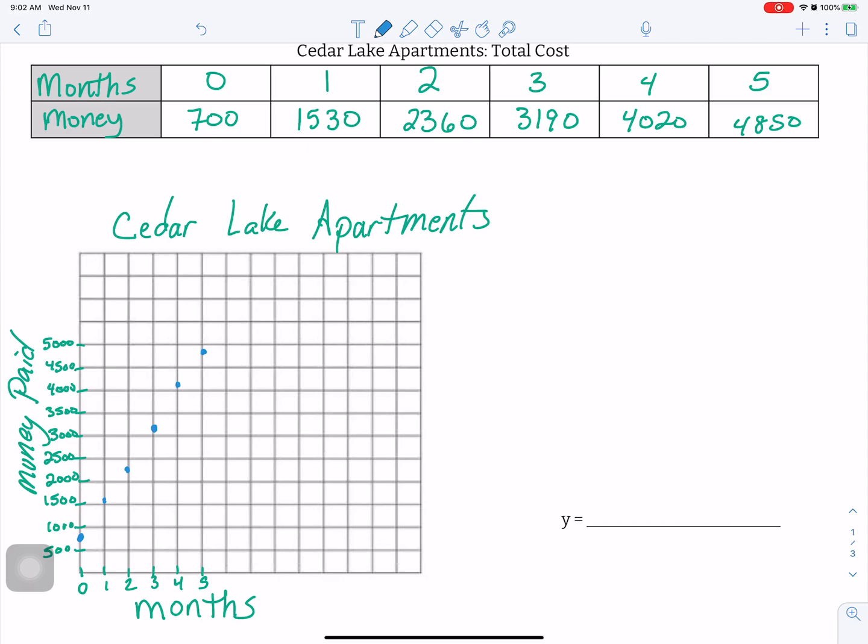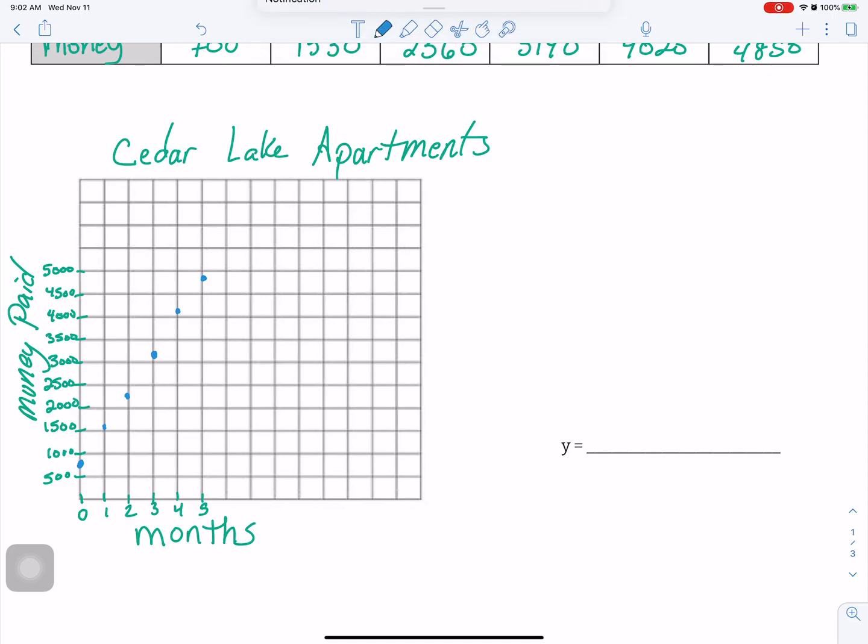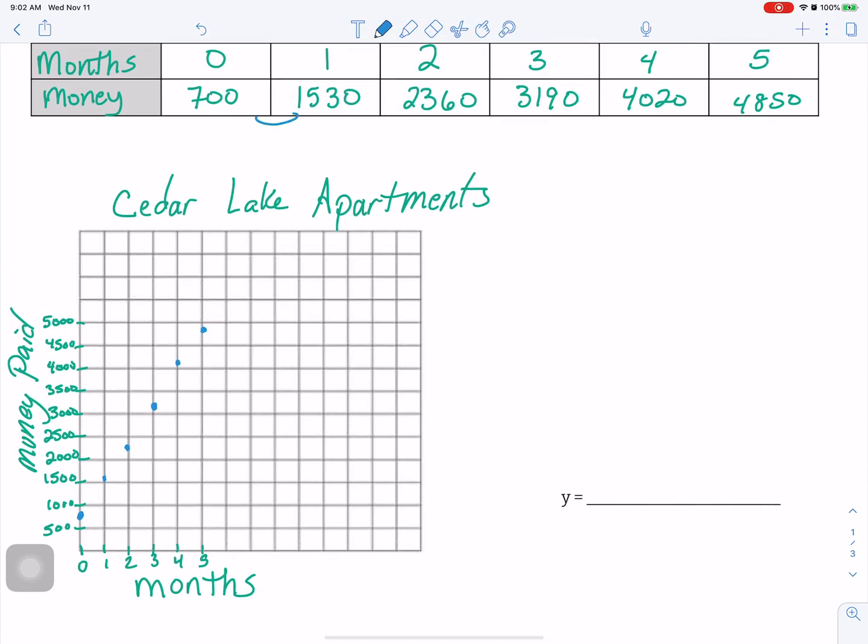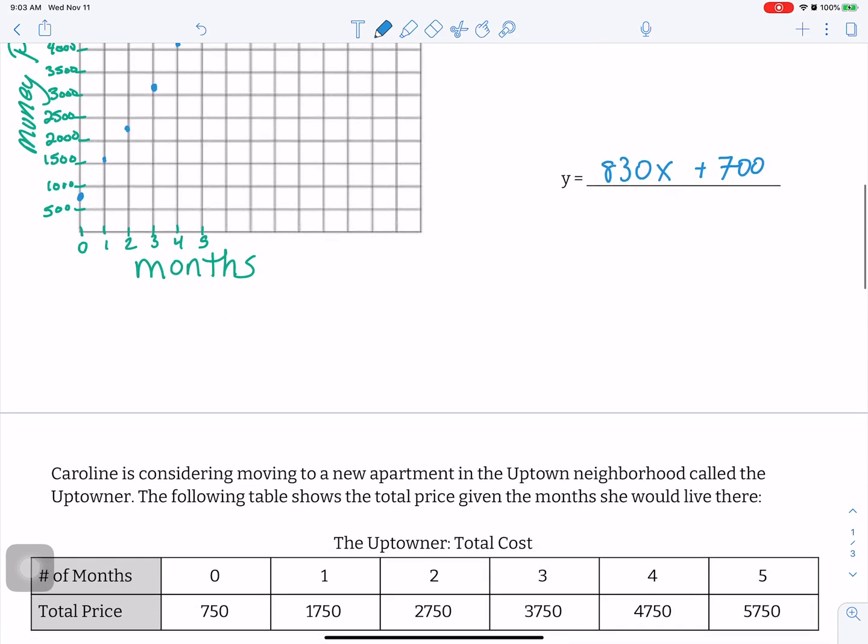We're not connecting those. Remember, we're just putting them as dots because that is where they exist. If we don't get a half month, you still have to pay for the full amount of everything. We don't get to just pay half a month's worth. Because we know we're going to be adding 830 each time, that's going to be my slope. So y equals 830x, and we started at 700, so that becomes my y-intercept. That's our starting point of our graph.